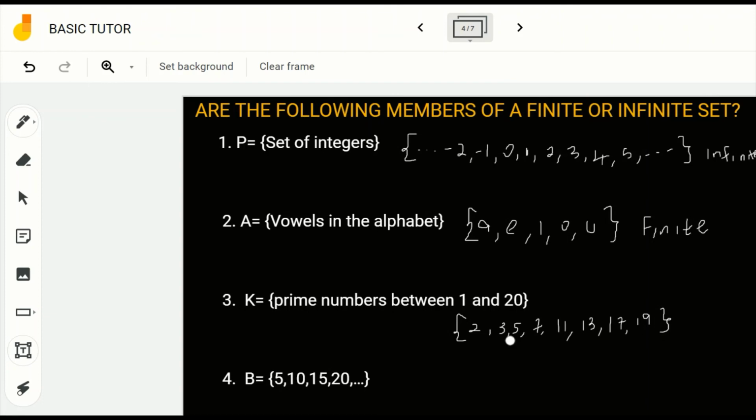As you can see, we can easily count the number of elements in this set. We have 1, 2, 3, 4, 5, 6, 7, 8. So we have 8 members or elements in set K. That means that prime numbers between 1 and 20 is a finite set.